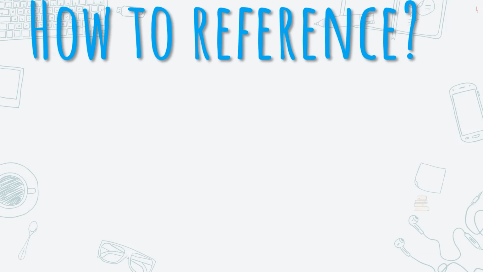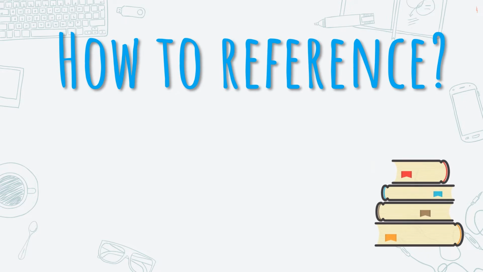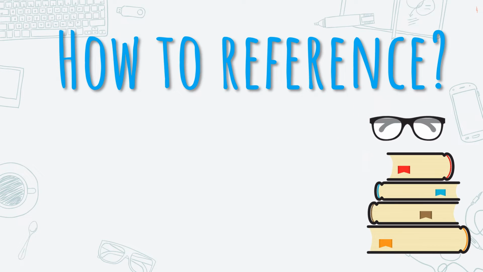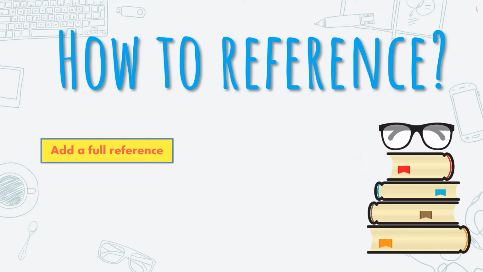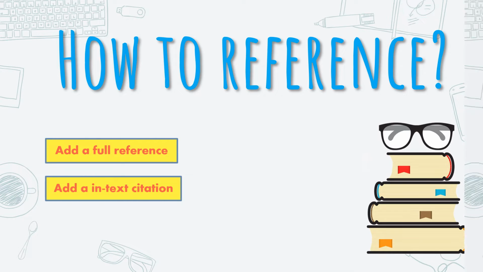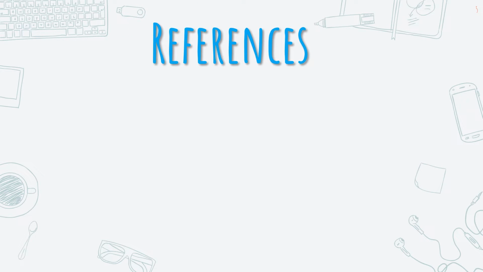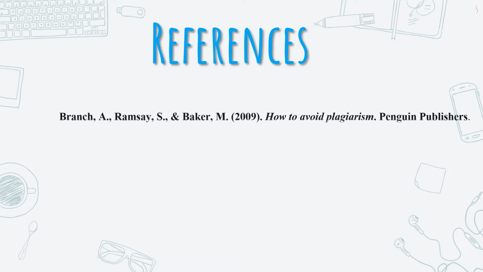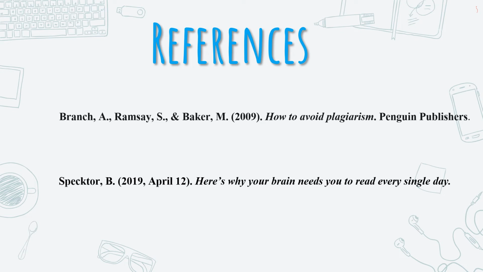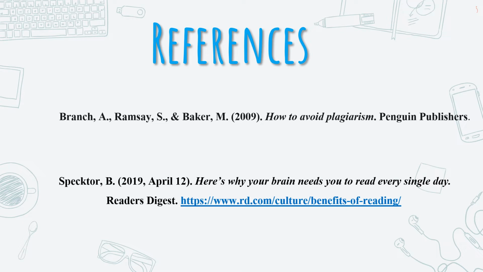So how can we reference? In order to properly reference the information that we use in our reports, we need to add full references as well as in-text citations. Let's first look at references. A reference acts like an address that tells the person who's reading your report exactly where the original information can be found. If you're referencing a book, the reference should include the author's last name and initials, the date that the book was published, the title of the book, and note that this is written in italics, and then finally the publisher's information.